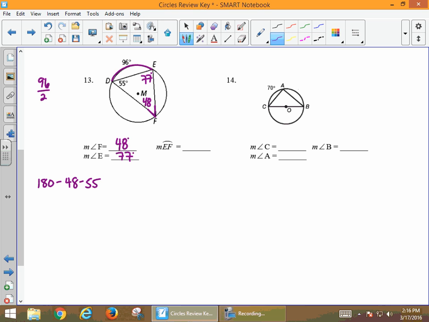And the last thing it wants us to find is arc EF. So from E to F, this arc has to be twice as big as its inscribed angle. Well, if I take this arc and I follow it back, you'll see that the inscribed angle is 55 degrees. So I'll take 55 degrees and multiply it by 2 because the arc has to be twice as big. And 55 times 2 is 110 degrees.